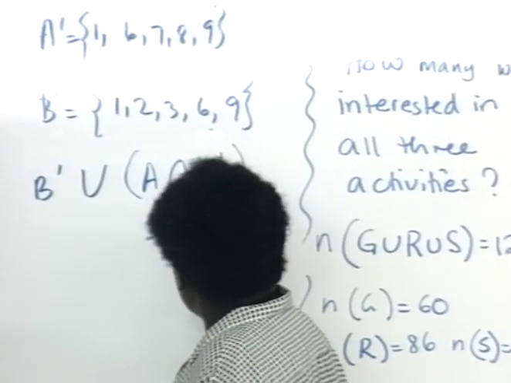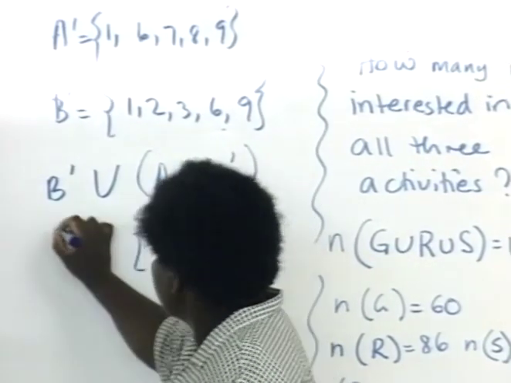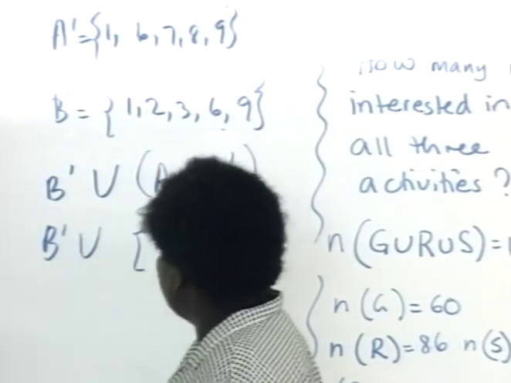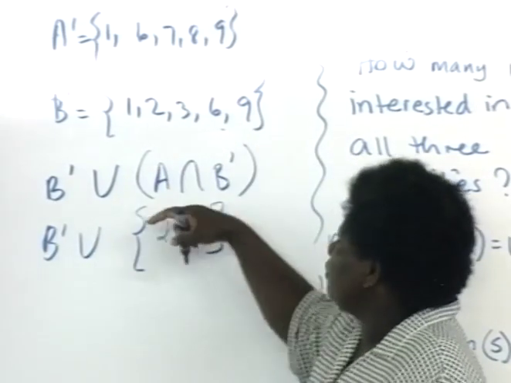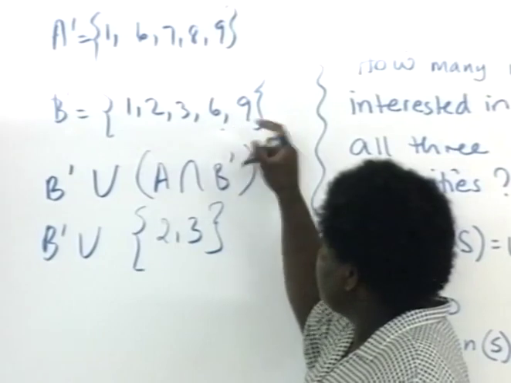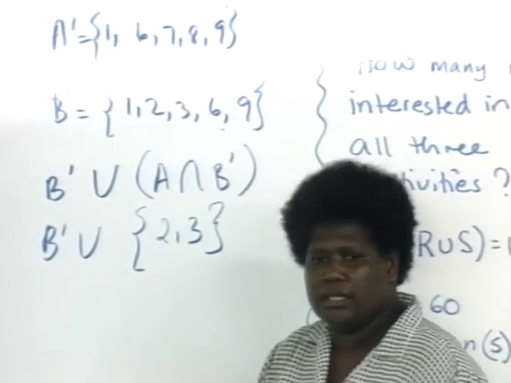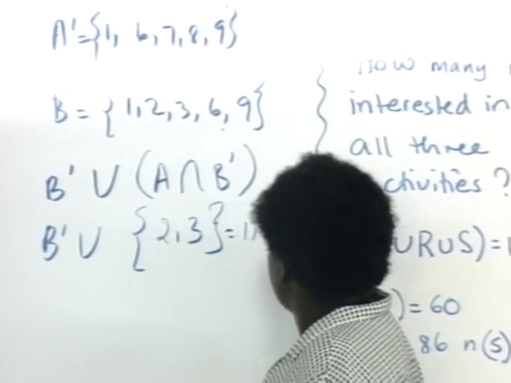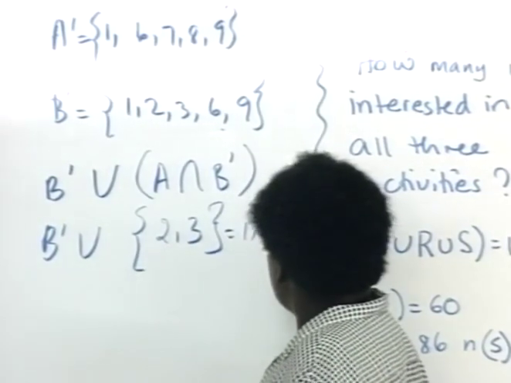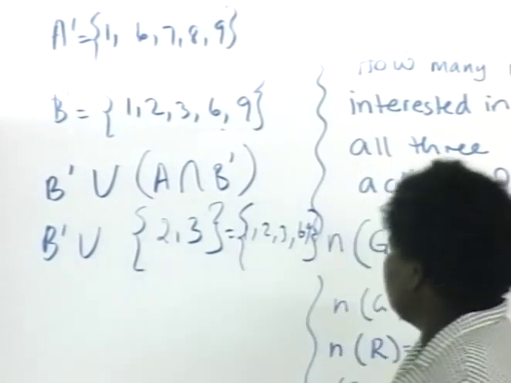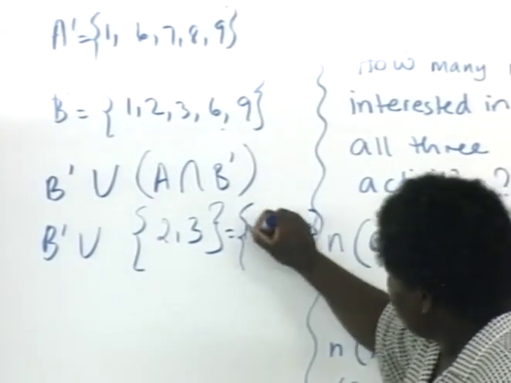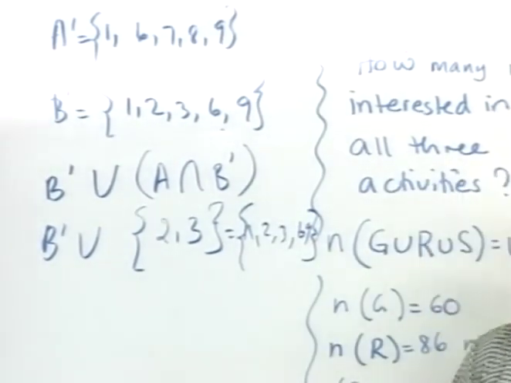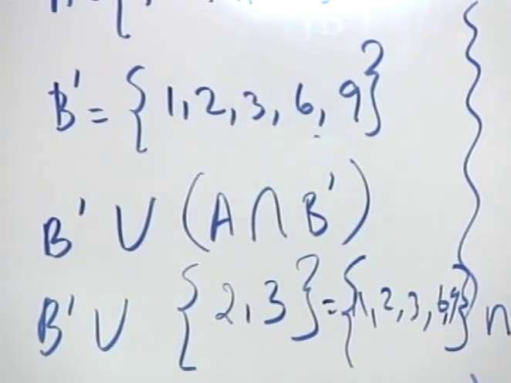Agree? Okay. So the complement of B union 2 and 3, the complement of B is 1, 2, 3, 6, 9. So 1, 2, 3, 6, 9. Right, all of this included. Clear now?